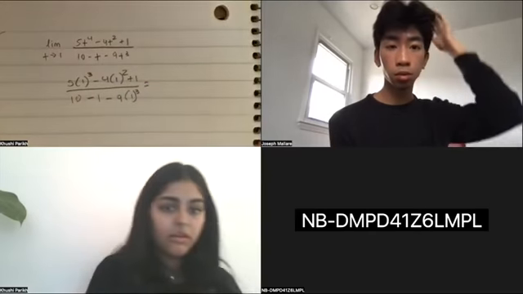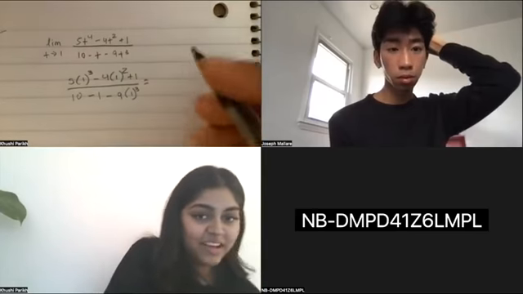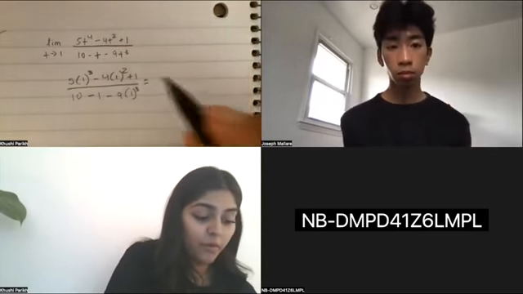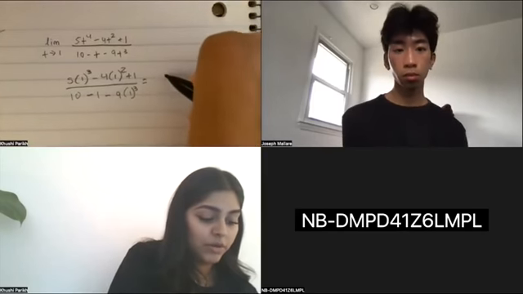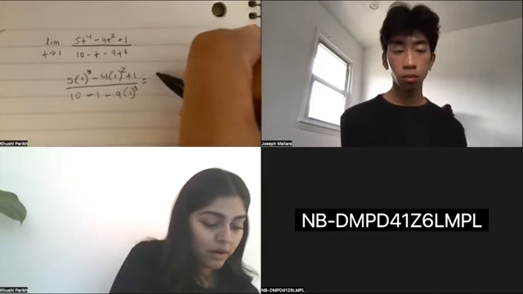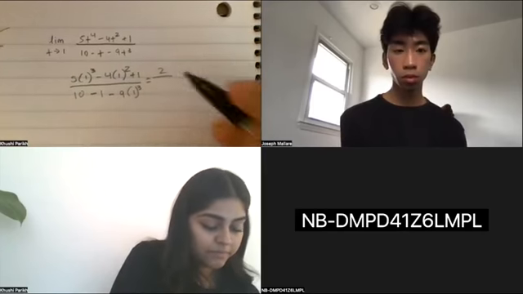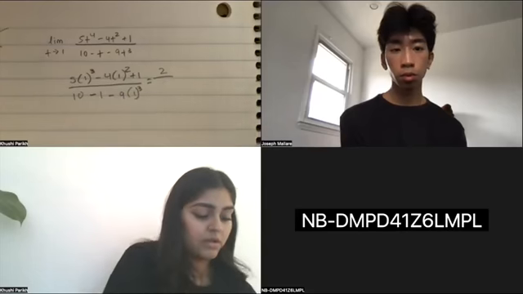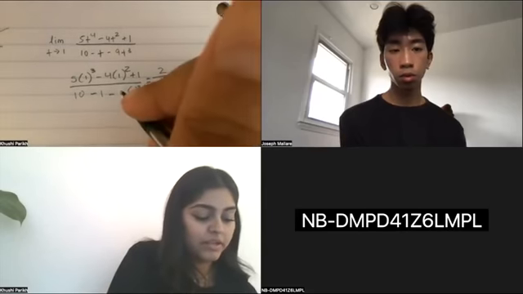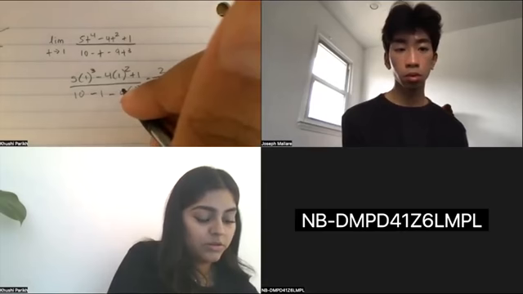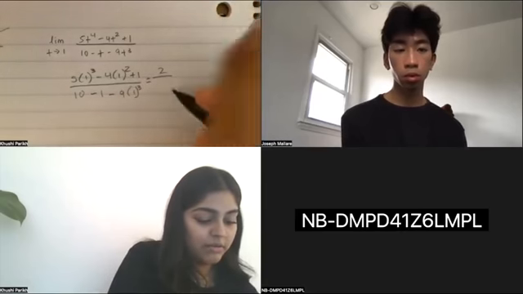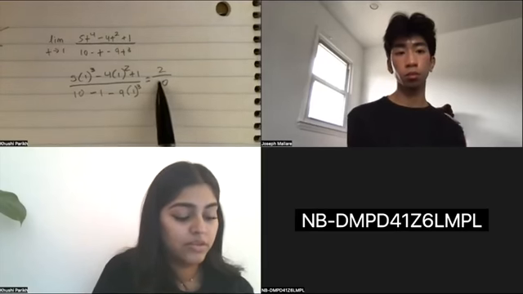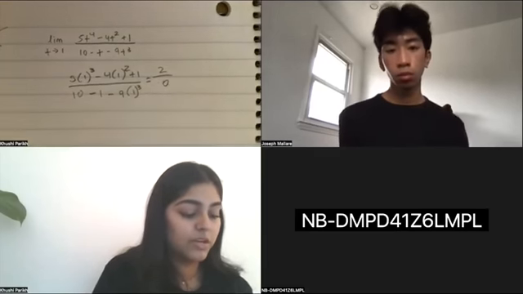Sorry, don't mind my handwriting. Okay, so that should give you 5 minus 4 plus 1. So that would be 2, right? 5 minus 4. Yep. And then 10 minus 1. So you have 9 minus 9, which would give you 0. So you can't have something over 0, which is why you would use L'Hopital's rule.